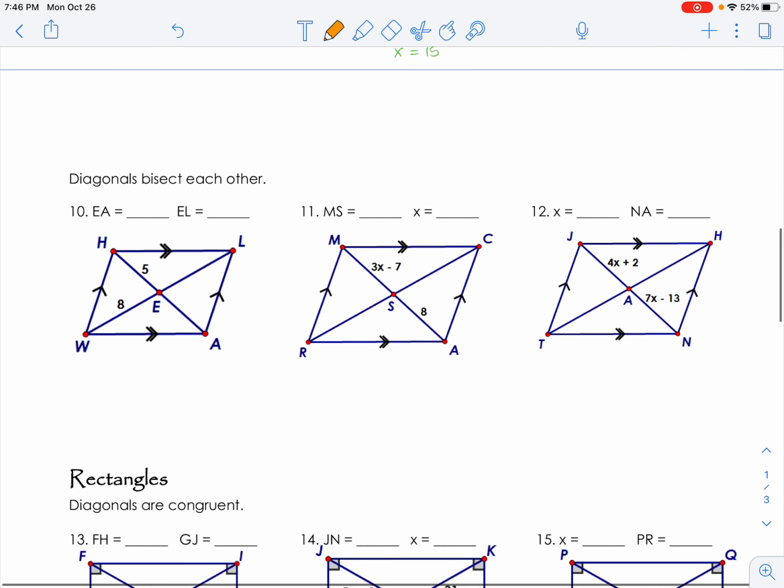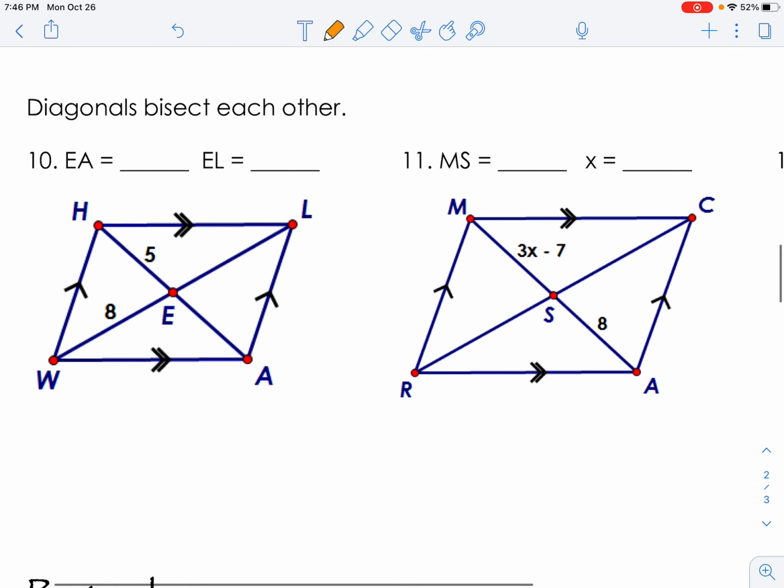All right, and the last of the properties specifically for parallelograms that we're going to look at is that the diagonals bisect each other. So looking at number 10, if the diagonals bisect each other, then I know that this line segment here, EA, is congruent to the other half of the diagonal from E to H. Since EA and EH are congruent, and we know EH is 5, then EA must be equal to 5.